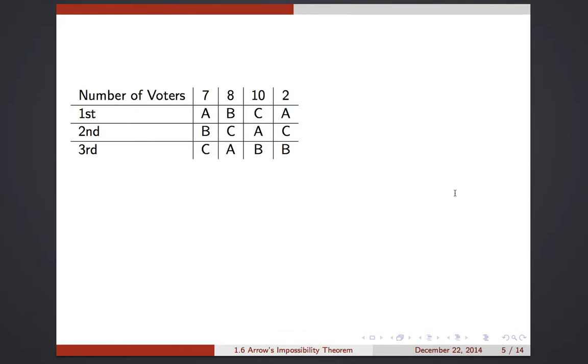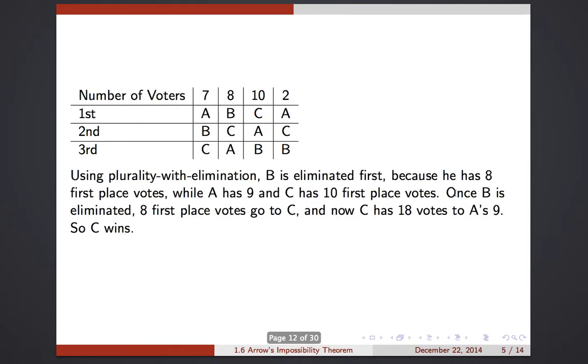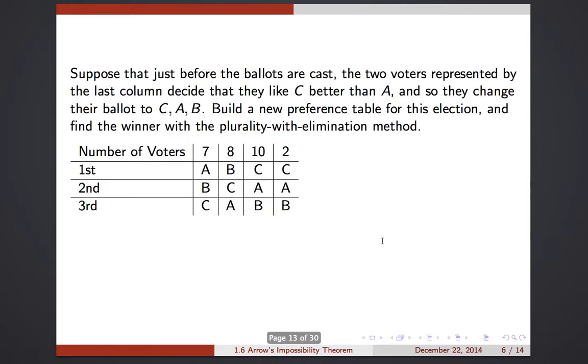Okay, so we're going to go through this quickly because we've already covered how this goes. But plurality with elimination, how does that go? Well, C has 10 first place votes. A has 9, 7 from right here, and 2 from over here. And B has 8 first place votes. So B gets kicked out. Once B gets kicked out, C gets those 8 votes. So now C has 18 votes, and A has 9, and C wins. So according to the original preference table, C is the winner, according to plurality with elimination.